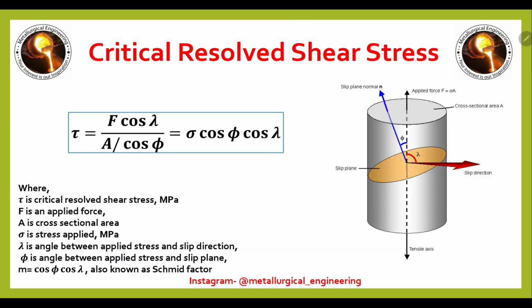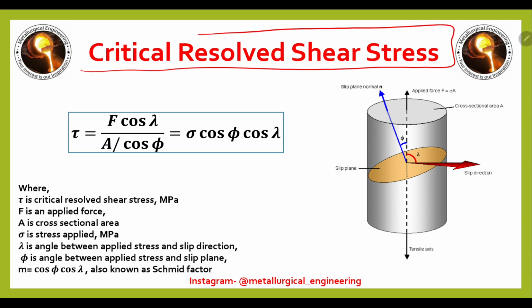Next one is the critical resolved shear stress. Here you can see the formula of critical resolved shear stress. For any kind of plastic deformation, this is the minimum shear stress required to move the dislocation. So tau is equal to F cos lambda divided by A over cos phi. Here lambda is the angle between the slip direction and applied stress, and phi is the angle between the applied force and the slip plane normal. So this is called phi here.